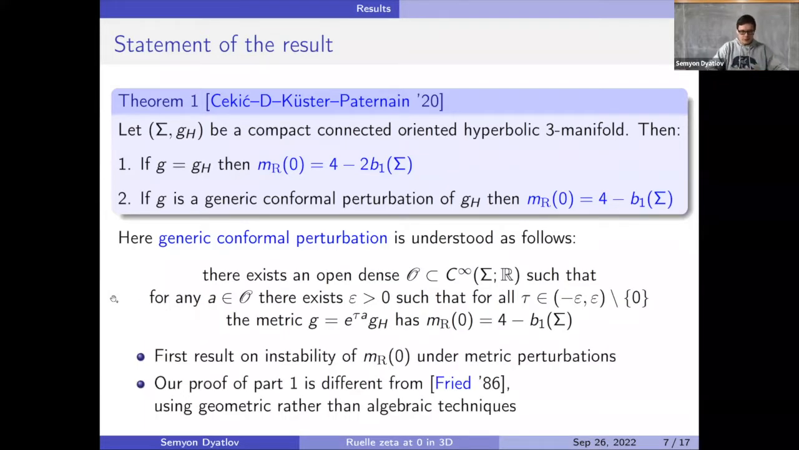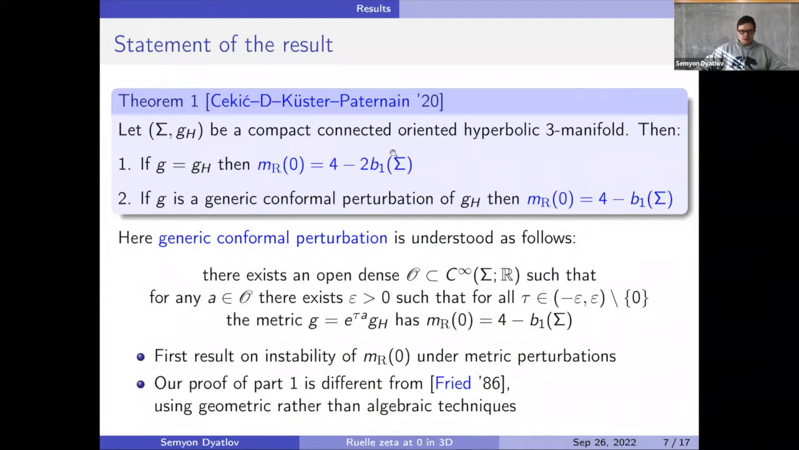So yeah, this is the first result on instability of the order of vanishing of the Ruelle zeta functions at 0 under metric perturbation. So here it really gives you a fairly large class of manifolds for which the answer in variable curvature is different than the answer in constant curvature. And so it just tells you that the situation becomes much more complicated. So we don't have a clear understanding of all metrics, and probably never will, but maybe we can understand generic metrics. But in this case, again, the answer would be different than what it is in the constant curvature case.